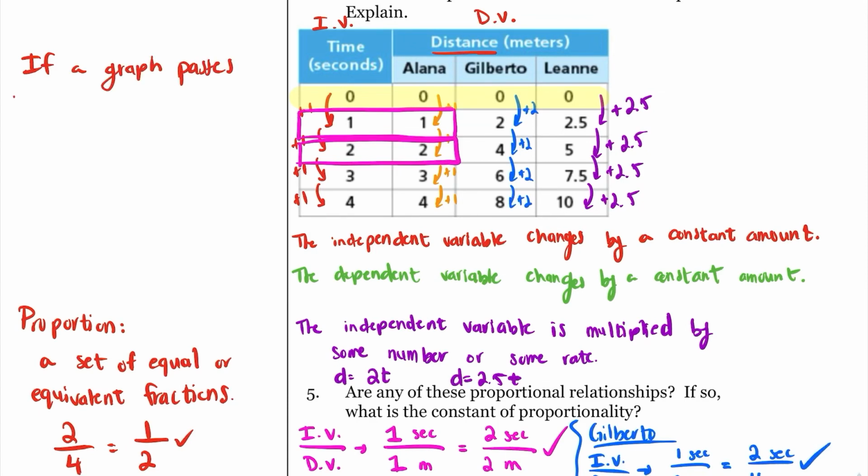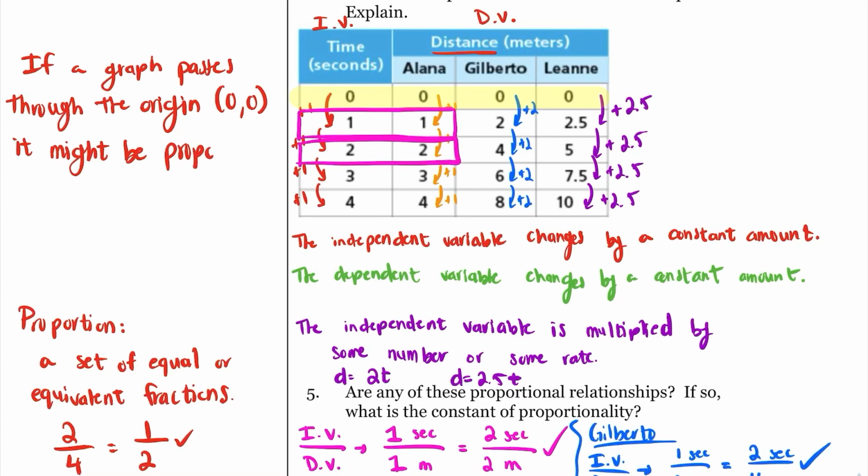If a graph passes through the origin, and then in parentheses I'll put (0, 0), it might be proportional. And emphasis on might. Just because it passes through the origin doesn't necessarily mean that it is proportional. Okay.